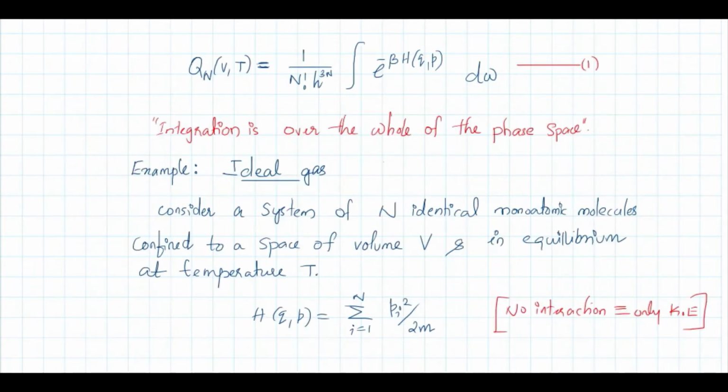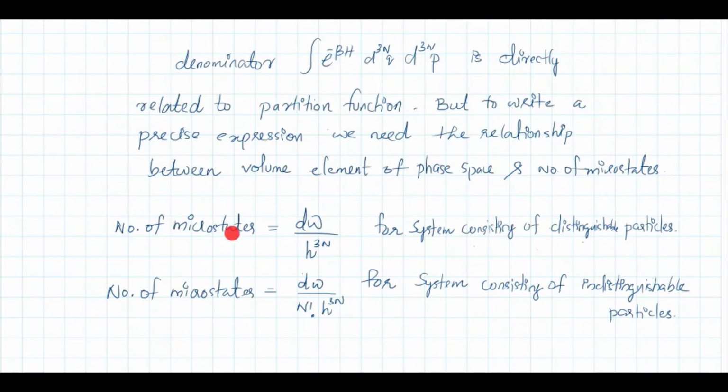So we can say that the number of microstates corresponding to a volume element d omega is d omega divided by h raised to 3N. This is the case with an N particle system in three dimensions, and this is for a system consisting of distinguishable particles. If the system consists of indistinguishable particles, you have to divide by N factorial also. So the number of microstates in a volume d omega is d omega divided by N factorial times h raised to 3N for a system consisting of indistinguishable particles.